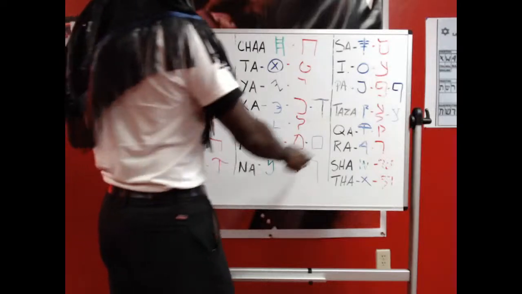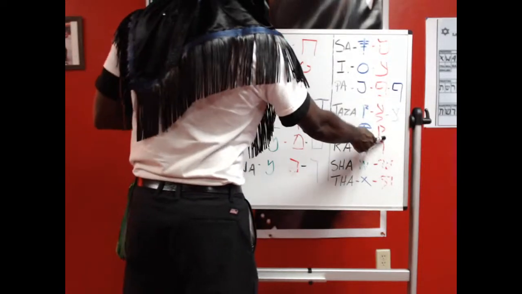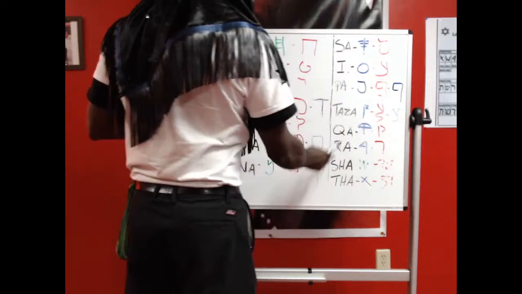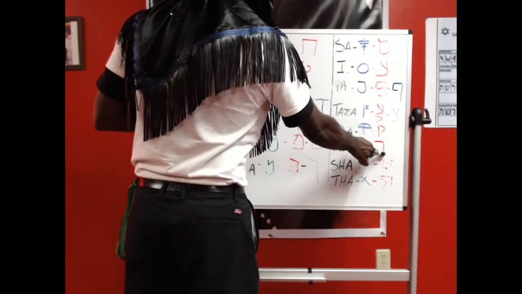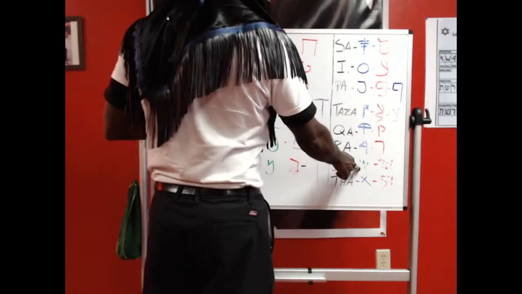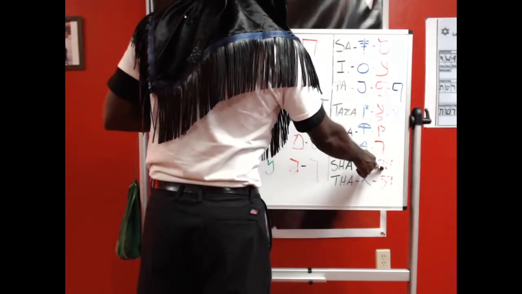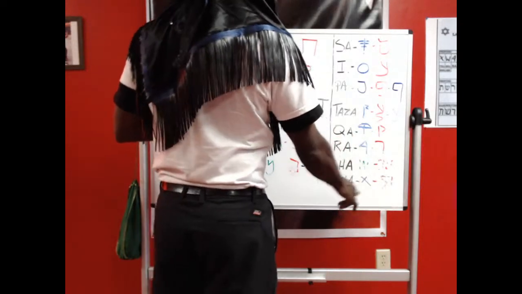All right? Qua. Qua in the ancient, Qua in the Assyrian. Ra. Here is the Ra in the ancient and the Ra in the Assyrian. Sha. Sha in the ancient looks like the letter W. Sha in the Assyrian also looks like the letter W, but it has a little flare to it.